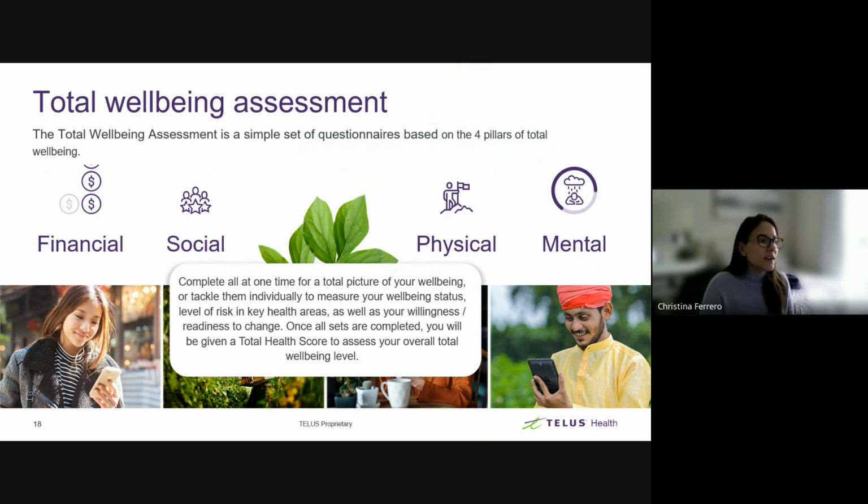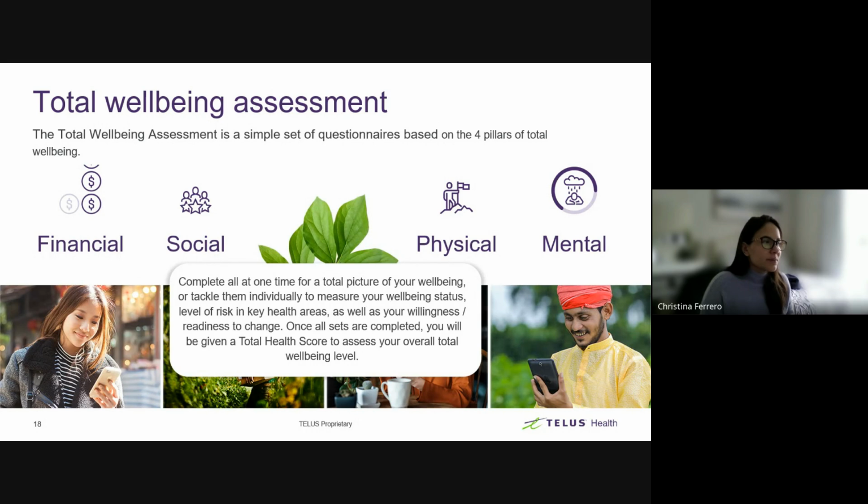The total well-being assessment. If you're going to do anything on the app, I recommend you do this. And why I say this is because the total well-being assessment is a simple set of questionnaires based on our main 4 pillars of total well-being. So we don't like to just say that you should only focus on your mental health. That's just one piece of the pie. For your overall well-being, there's financial well-being, social well-being, physical well-being, and most importantly, your mental well-being.